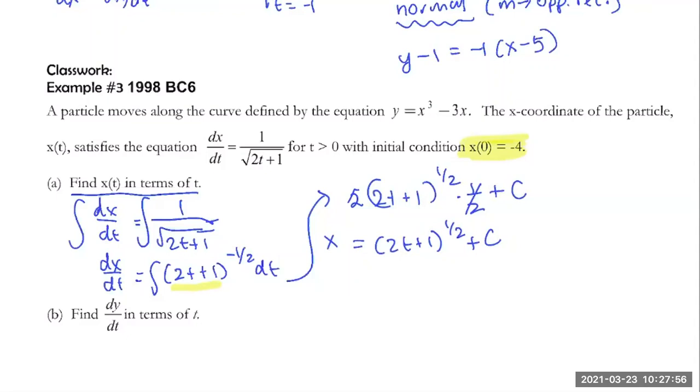Go back and plug in the values that are provided for you guys. x is given to you as -4 when you plug in 0 for t. And I would just caution that when plugging in 0, 0 doesn't always eliminate everything. Like you guys can see here, you end up with a 1 on the right. So c is equal to -5. So answering that question involves that you solved for what x of t was. So the final answer is (2t + 1)^(1/2) - 5.